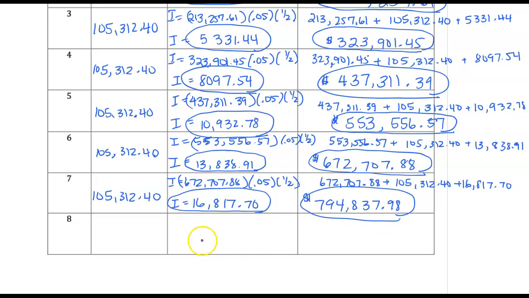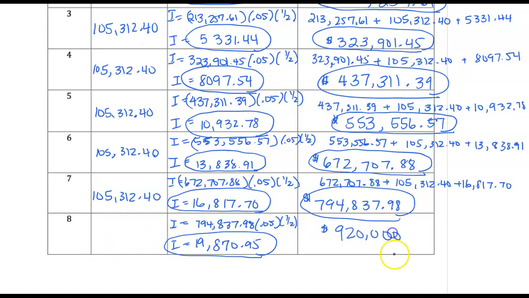So now let's go ahead and calculate the interest that we're going to earn here. We're going to take that $794,837.98 times the 5% for half of a year, and we get an interest of $19,870.95. Now the part that is different is we may not need the entire payment this time. So we're going to work backwards. We know that we should end with $920,000 because that was the goal.